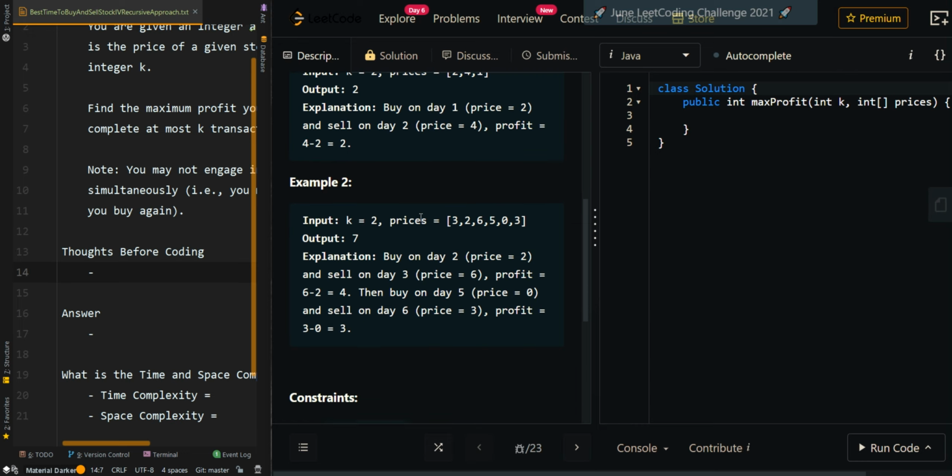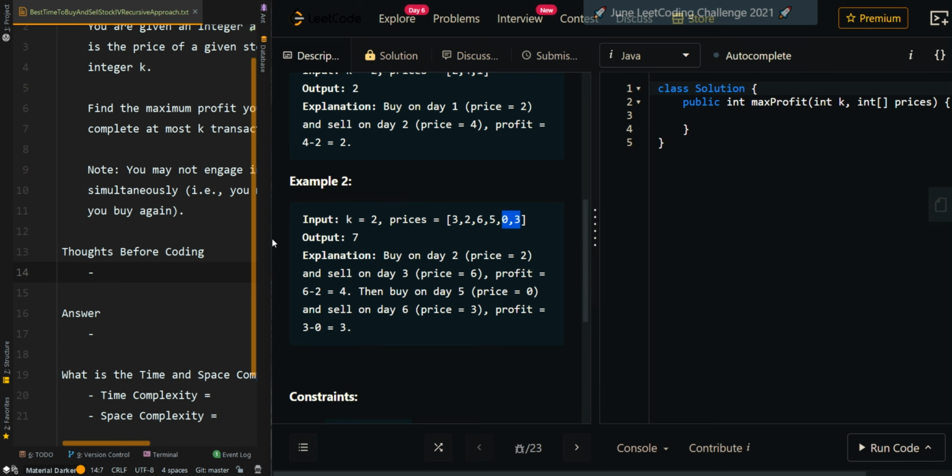In our second example, we're given k is equal to 2 and our prices array. So we're going to buy on the second day and then sell on the third day. So we get a profit of 4 here. And then we're going to buy on the fifth day and then sell on the sixth day. So we get a profit of 3. So 4 plus 3 is equal to 7. And we only performed at most 2 transactions.